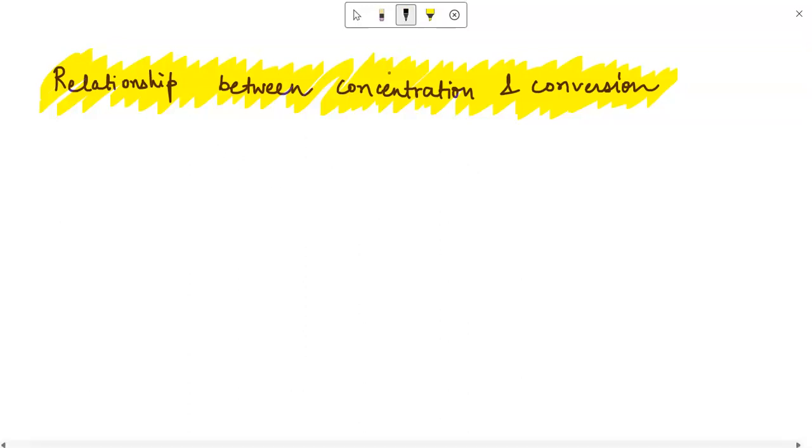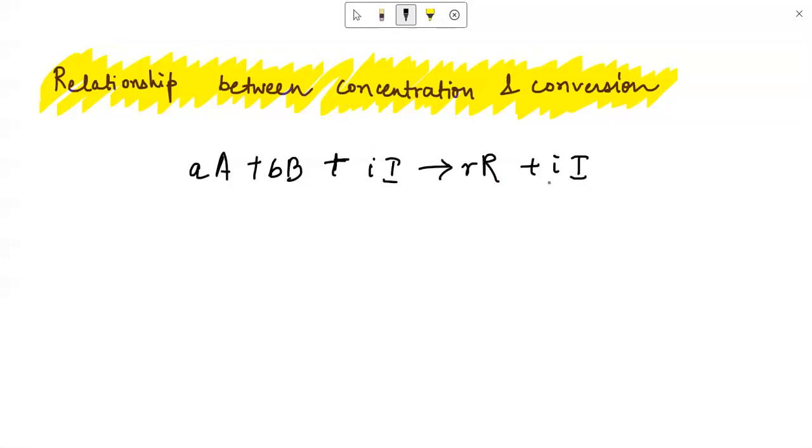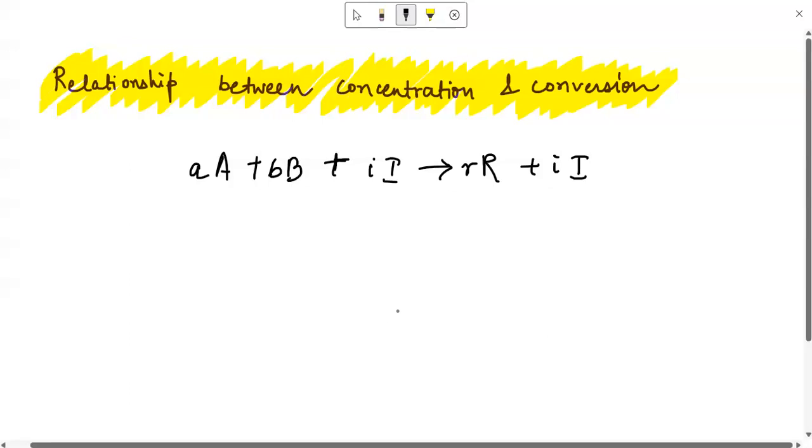Let me write the reaction as aA plus bB plus, considering presence of inerts, iI gives product rR plus iI. These small letters are the stoichiometric quantities in which the reactants and products are present. I, of course, the inert does not react, so it just passes through the reactor without any changes.